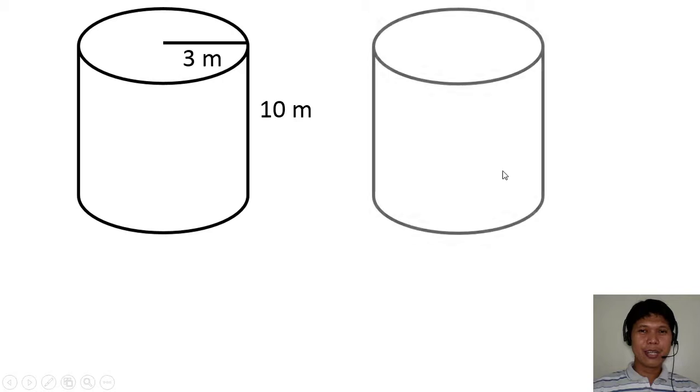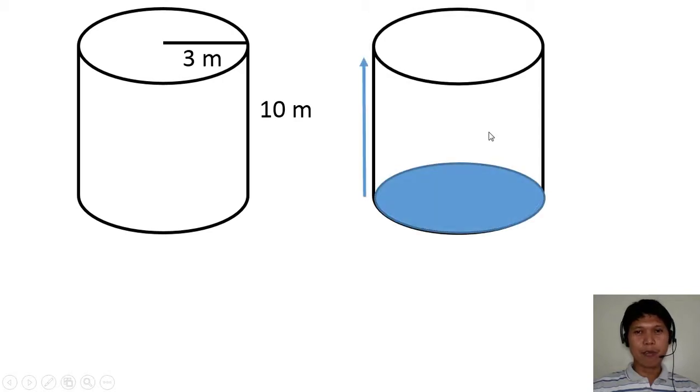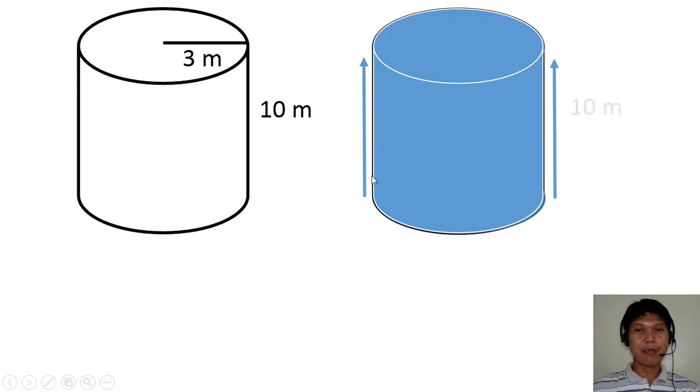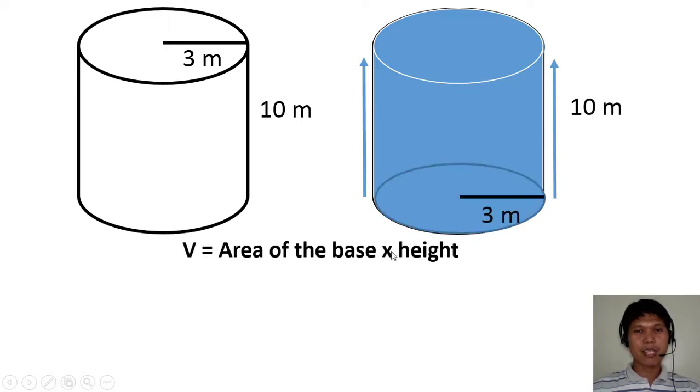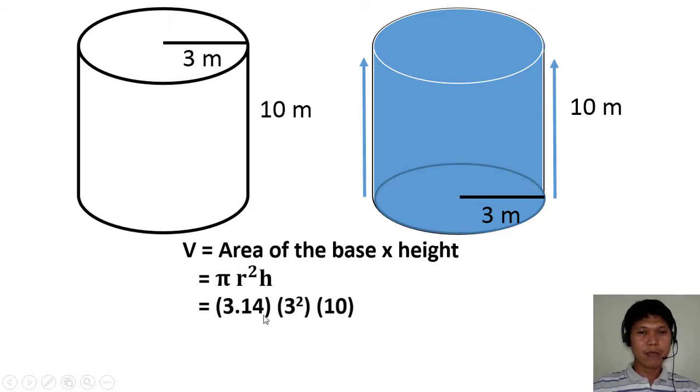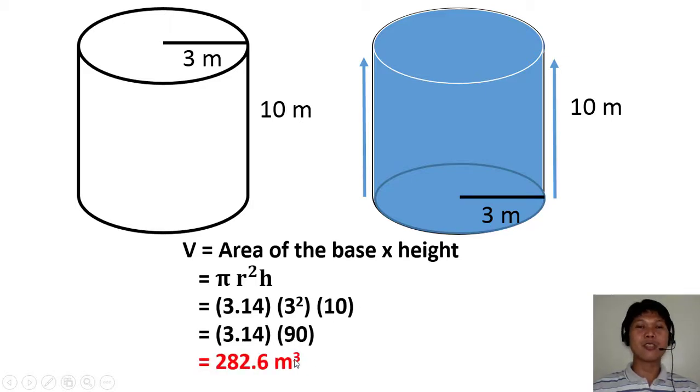Okay, so kung napanood nyo yung last video ko, makikita nyo itong problem na to. So, dun sa video na yun, exactly itong problem na to. So, yan, yung derivation. Area of the base times height lang yan. Pi r squared times height. So, the radius is 3, so 3 squared times 10, which is 90. 3.14 times 90 is 282.6 cubic meters. Did you get the correct answer?